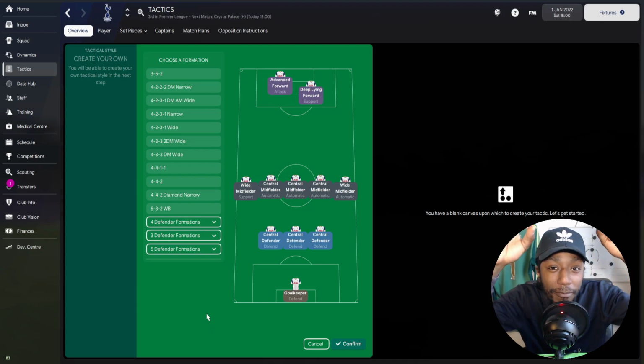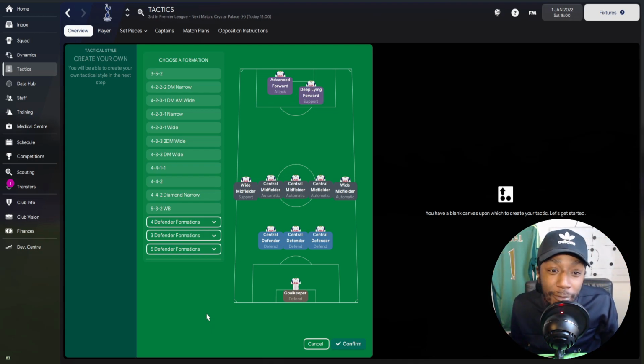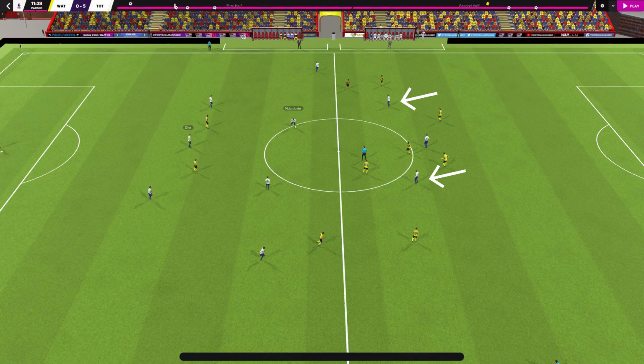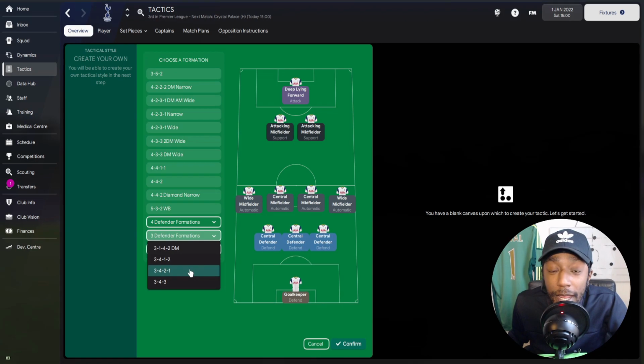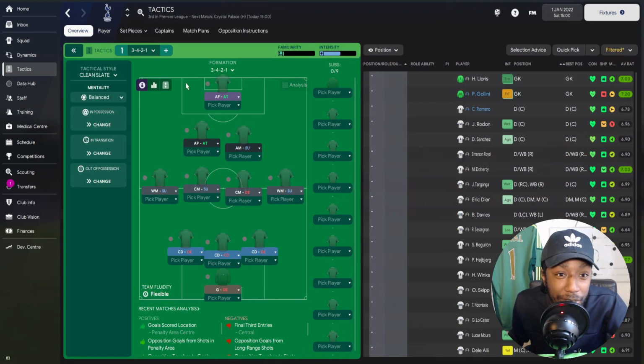We won't get the attacking midfielders dropping back into a 5-4-1, but for me, having those two attacking midfielders operating in that half space is way more important than defending in that 5-4-1 block, because that 5-4-1 block is only occasional. It's not going to be happening every single time when we're defending. So let's get that first shape. And here already you can see the 3-4-2-1, which is what we're going to use, and press confirm.